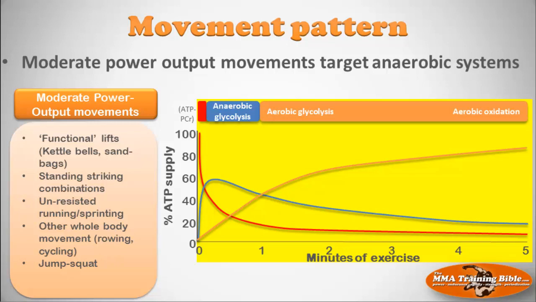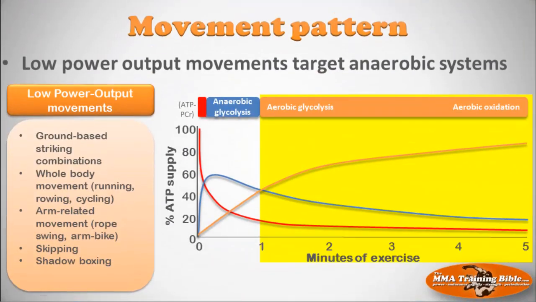But there's a lot of variation here, because if you're to choose a very, very heavy kettlebell, or a very heavy sandbag, you're more than likely going to be targeting the anaerobic energy systems. You're not going to be able to make it very long in that workout. You're not going to be able to target the aerobic energy systems. So I say that moderate power output movements can target any energy system, but it depends upon how much resistance you have. The more resistance, the more likely it is that you'll target the anaerobic energy systems. The less, the more likely it is you'll target the aerobic energy systems.